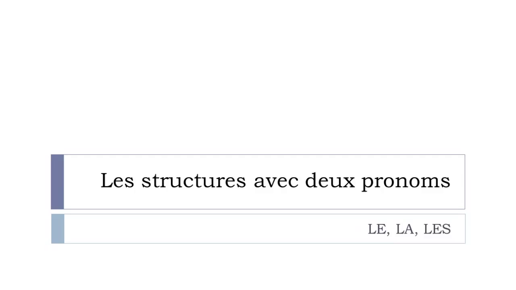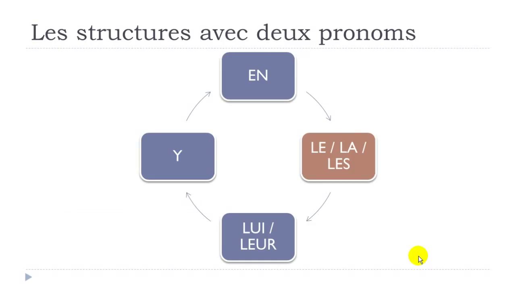Les structures avec deux pronoms, and if we're more precise, if you've got one of these two pronouns, if it is le, la, or les, okay? So we saw in the previous video the same concept, when you've got two pronouns in the same sentence, but then one of them is en. If you want to check it, it is the previous video, and after that we'll see lui, leur, and we'll finally work with y, okay? But in this video, we'll work on le, la, or les.